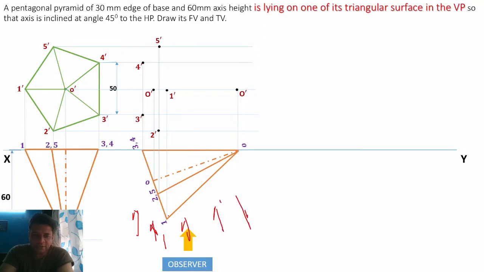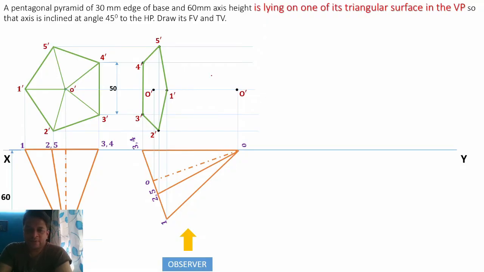So all the points are visible, so we can connect them with the help of outline. Connect first point 1 to 2, then 2 to 3, 3 to 4, 4 to 5, and 5 to 1. So the base is totally visible here. Then the outline of this object will be clearly visible.